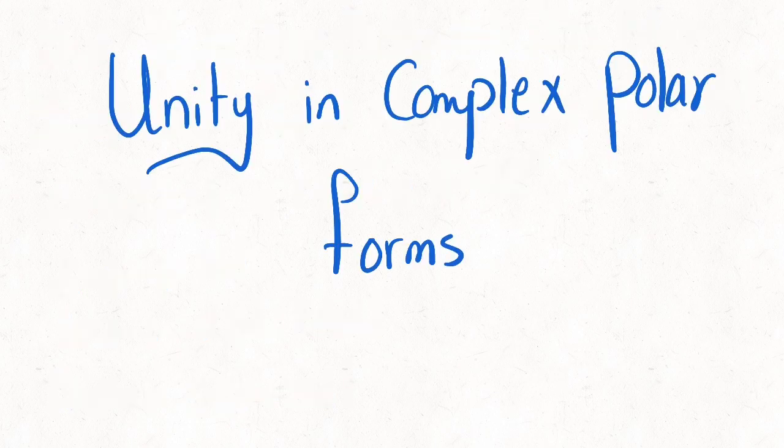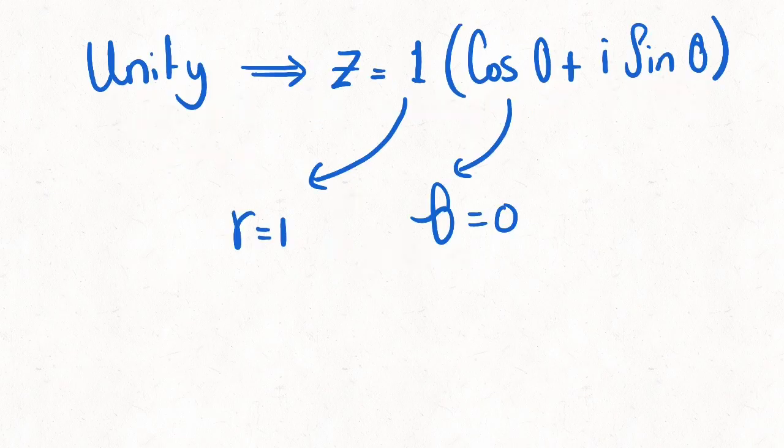At the end of the lesson, I want to highlight the meaning of unity in complex numbers. Unity means that z equals 1 times cosine 0 plus i sine 0. This unity means r equals 1 and theta equals 0.